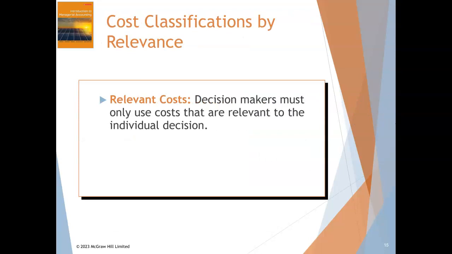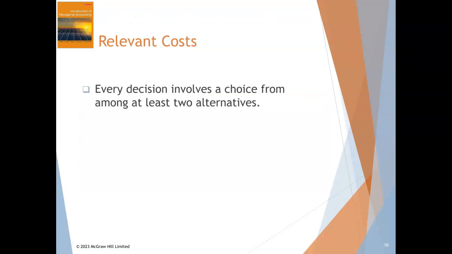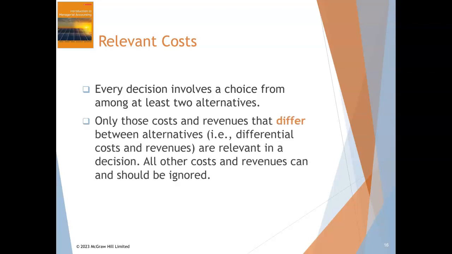Cost classifications by relevance. Relevant costs: decision makers must only use costs that are relevant to the individual decision. Every decision involves a choice from among at least two alternatives. Only those costs and revenues that differ between alternatives, that is, differential costs and revenues, are relevant in a decision. All other costs and revenues can and should be ignored.